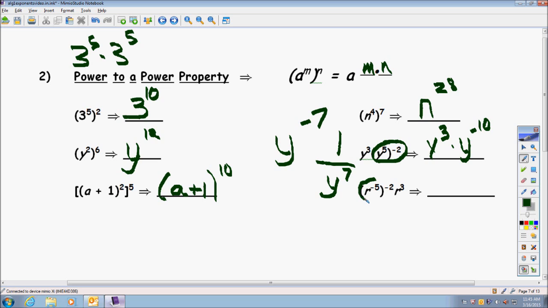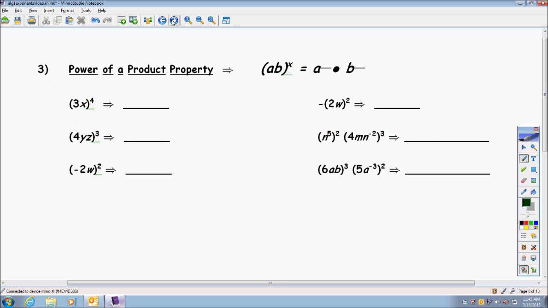Okay, we're going to do this part first for the r's. That's r to the 10th. Negative 5 times negative 2 is 10. r to the 10th times, always times r cubed, which becomes r to the 13th. Power to a power. Power of a power too. Sometimes you'll hear a phrase like that. Either one.